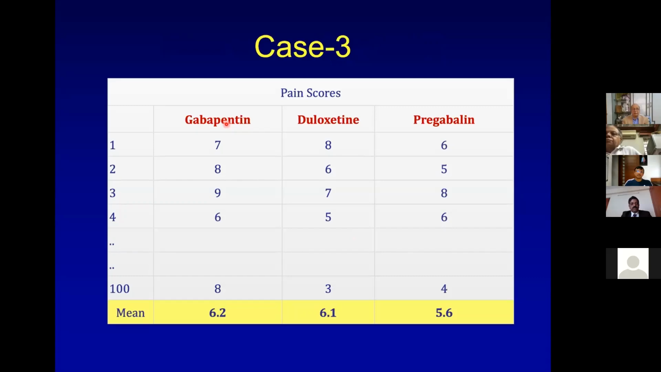I'm going to take gabapentin and compare it with duloxetine. So I compare 6.2 with 6.1. I'm not getting a significant difference. Then I compare 6.2 with 5.6: 0.048, marginally significant, but still significant. Then 6.1 and 5.6. Oh, I'm getting a statistically significant result here. So can I do this?